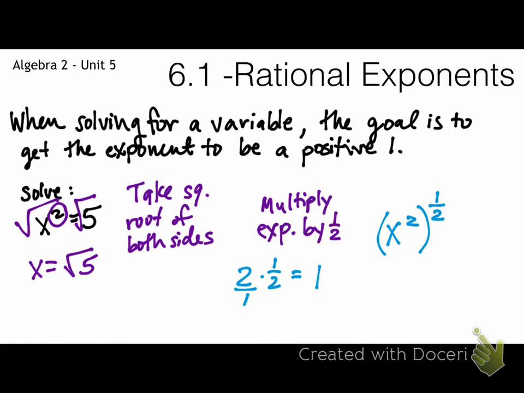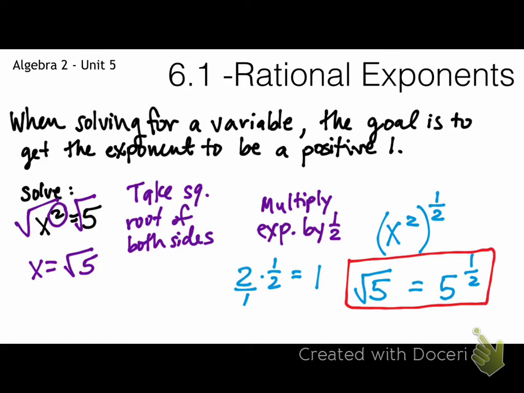So then the square root of 5 we could rewrite as 5 to the 1/2 power. These are the same thing. So on the left we have radical notation, and on the right we have exponential notation. So those are the two differences, radical versus exponential.